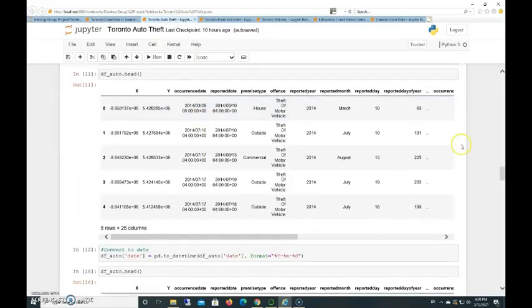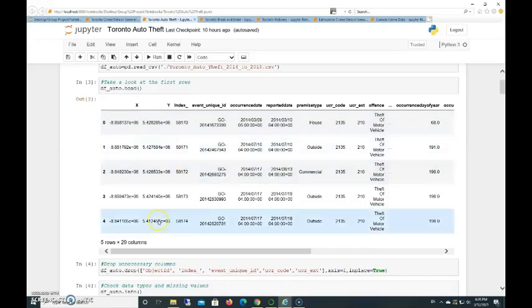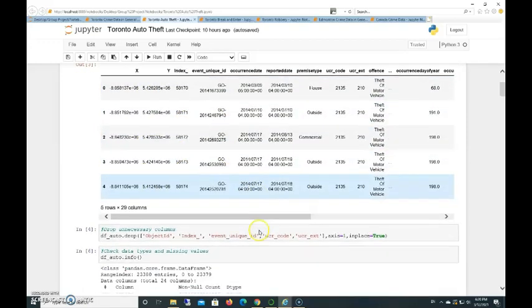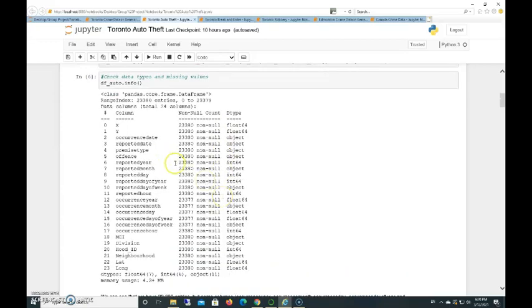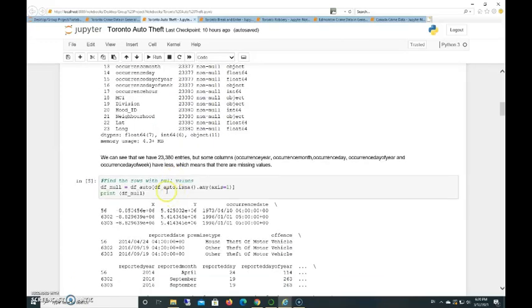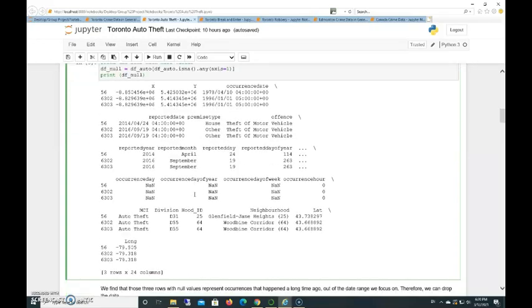Then I dive deeper into Toronto auto theft data. Here's my package and CSV file. I also look at the first rows. I drop unnecessary columns. I check data types and missing values. As well, I drop the rows with long values.